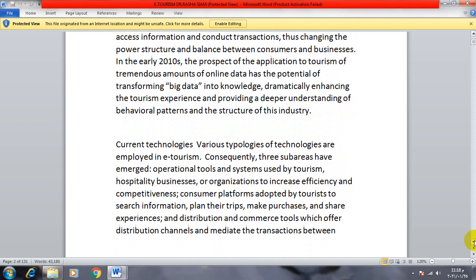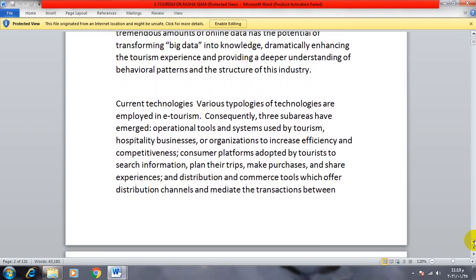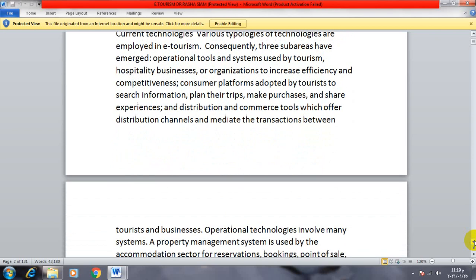Current technology: various typologies of technologies are employed in e-tourism. Three sub-areas have emerged: operational tools and systems used by tourism, hospitality business, or organization to increase efficiency and competitiveness; consumer platforms adopted by tourists to search information, plan their trips, make purchases, and share experience; and distribution and commerce tools which offer distribution channels and mediate the transaction between tourist and business.